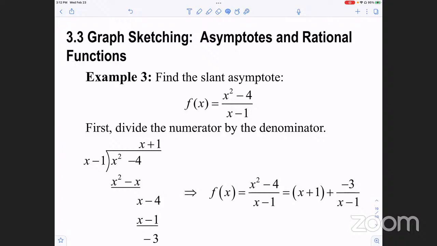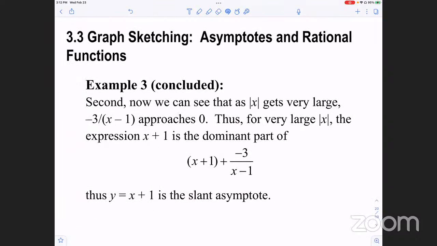Polynomial long division, right? And I think they still got their x plus 1. You see the remainder of -3. See that as the absolute value of x gets very large, that -3 over x minus 1 approaches 0. So for very large absolute value of x, the expression x plus 1 is the dominant part. So as the absolute value of x gets very large, this guy goes to 0, right? And so y equals x plus 1 is going to be our slant asymptote.